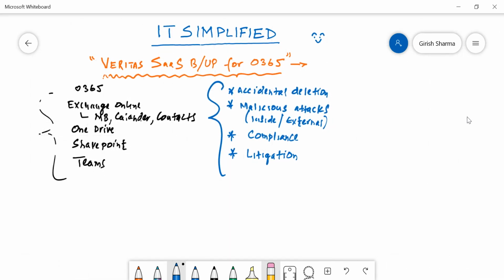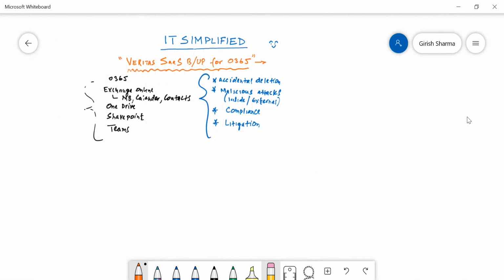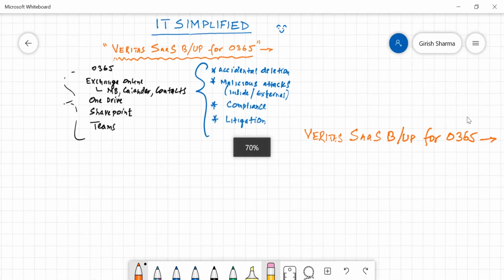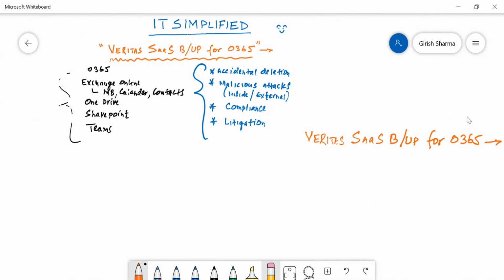Now let's look into how Veritas SaaS Backup for O365 works and what the benefits of that are. Veritas has been protecting your information and is one of the top vendors from a data management perspective. Some of the benefits that I see is that there is no hardware and no software needed for this solution.